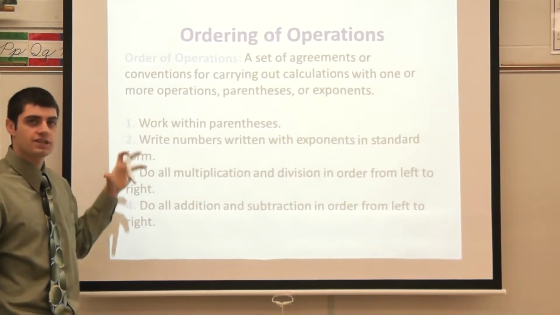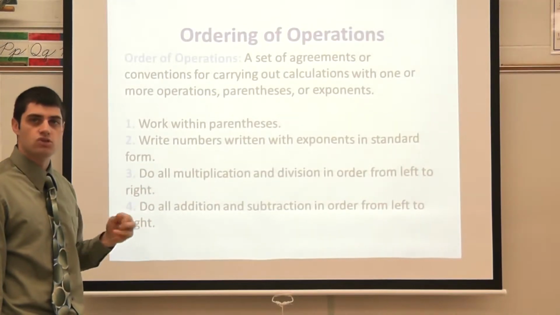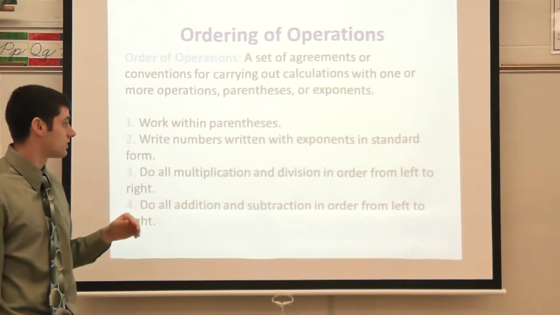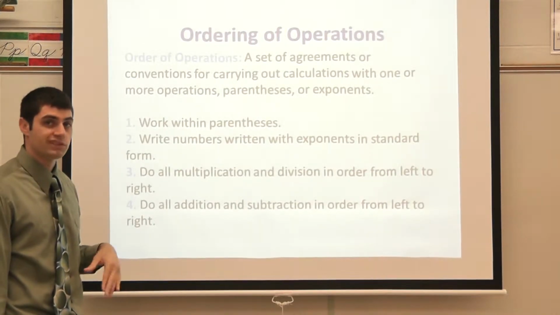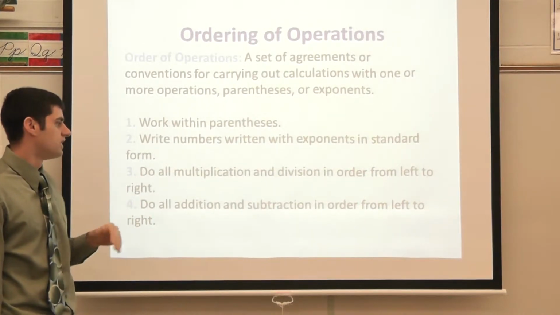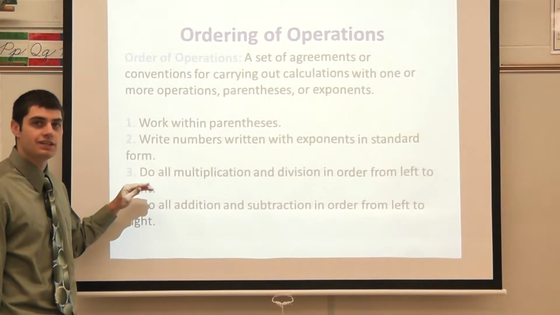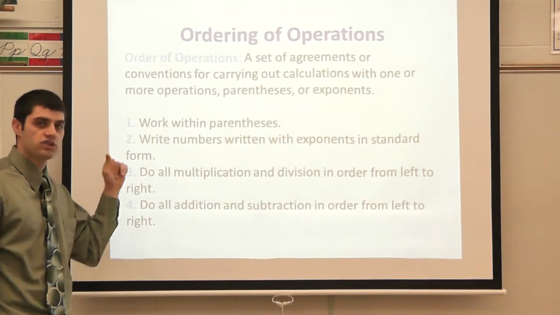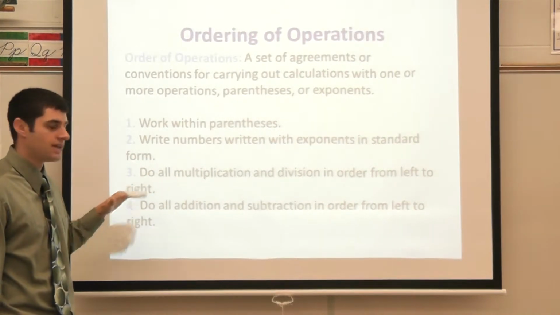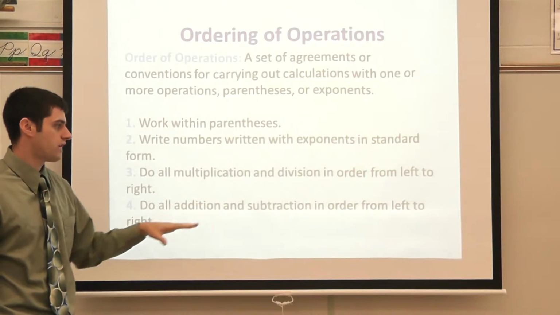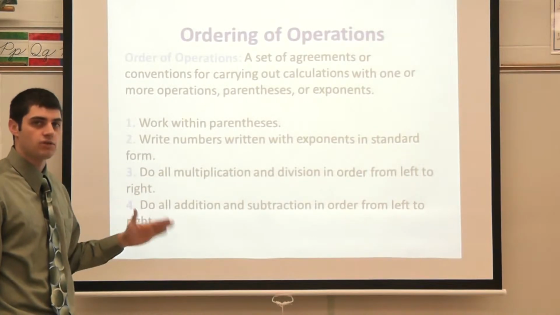The first thing you're going to do when solving a problem that involves the order of operations, work within the parentheses. Do whatever is inside the parentheses. You're going to work that out first. Step 2, write numbers written with exponents in standard form. We're going to get into what standard form is too. 3, do all multiplication and division in order from left to right. This is very key. It doesn't matter if division comes first, if multiplication comes first, you're going to do it in order from left to right. Now keep that in mind. And then lastly, do all addition and subtraction in order from left to right. Again, it doesn't matter which one comes first, you're going to do it from left to right.